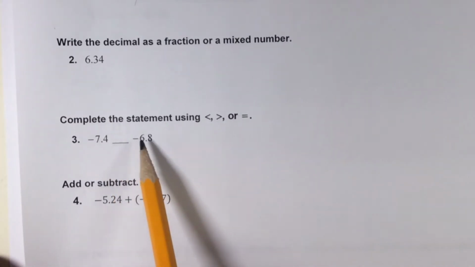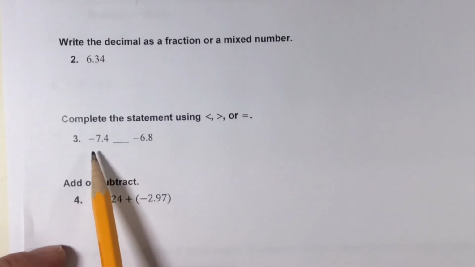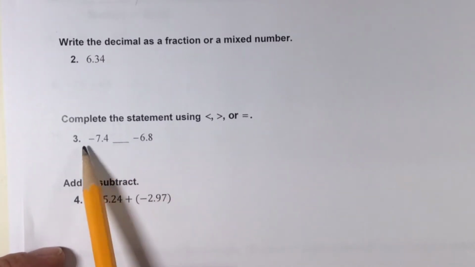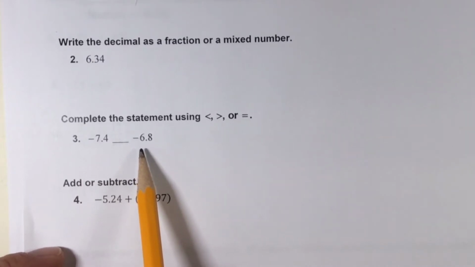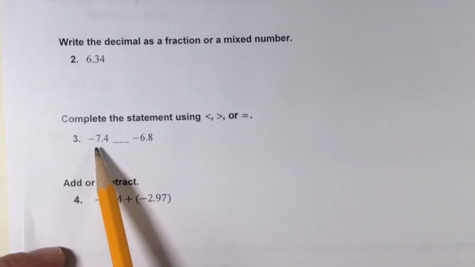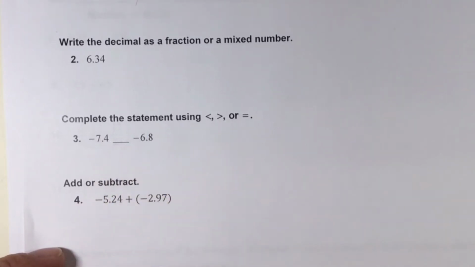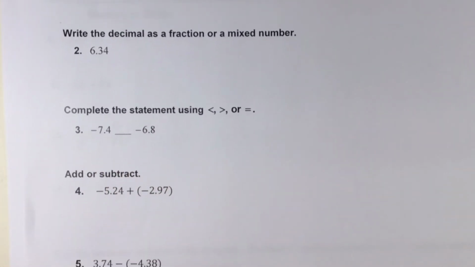Complete the following using less than, greater than, or equal to. And you'll have to remember that we're on the negative side of things here. So the closer to 0, the bigger the number. You would look at the number parts and have to think almost like the opposite of what you would on the positive side of things. So you'll compare these two.